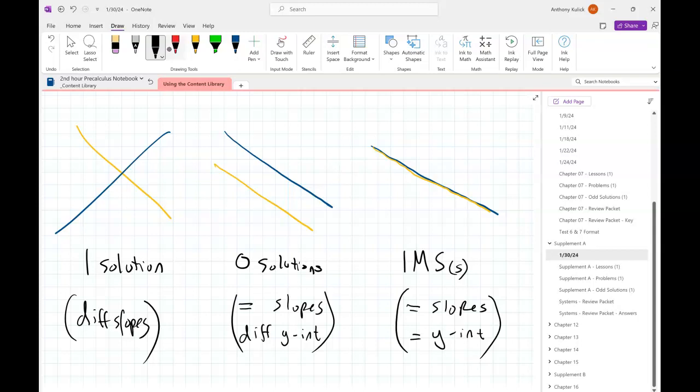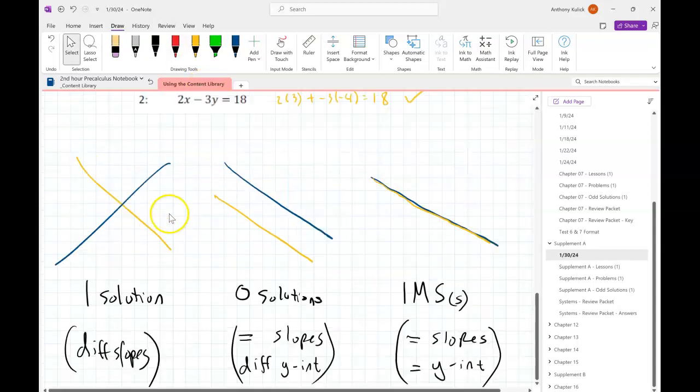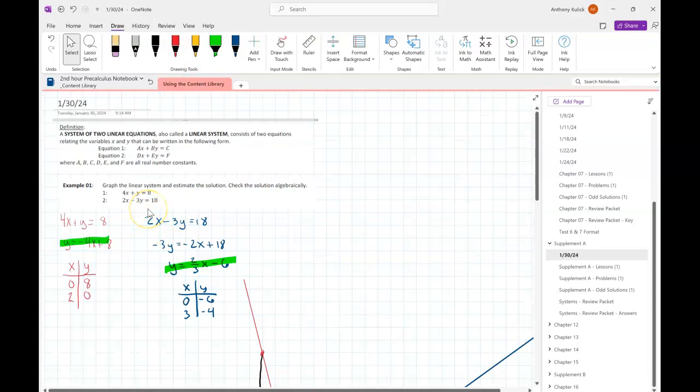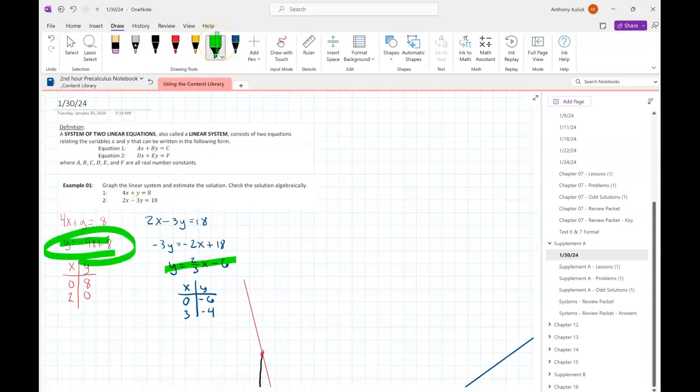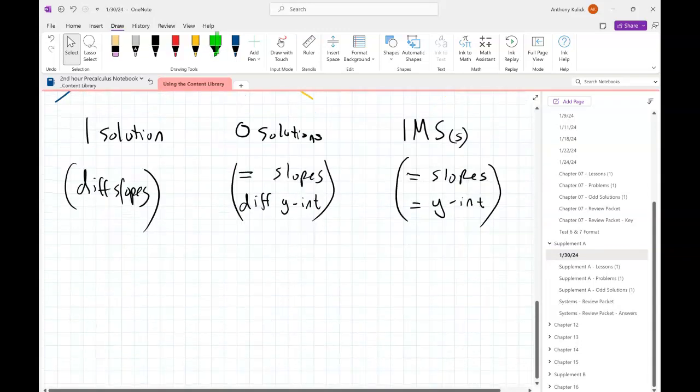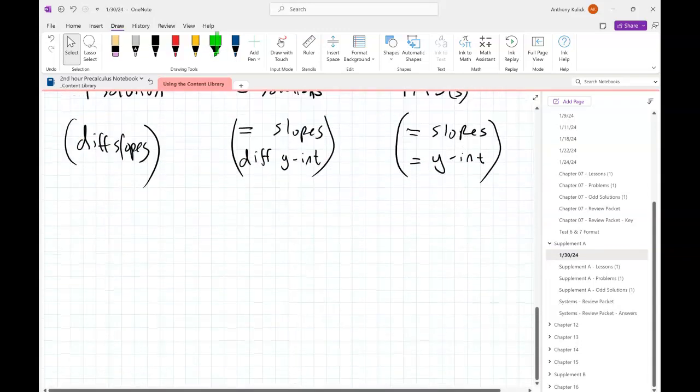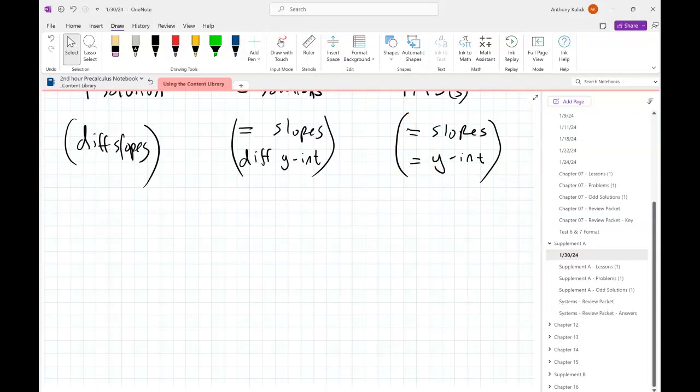So ideally, if I'm doing this by hand and I'm rewriting these into slope-intercept equation, I'm going to know immediately just from looking at what I got whether it's going to be one solution, no solution, or infinitely many solutions, right? Okay. So just as a quick example here.